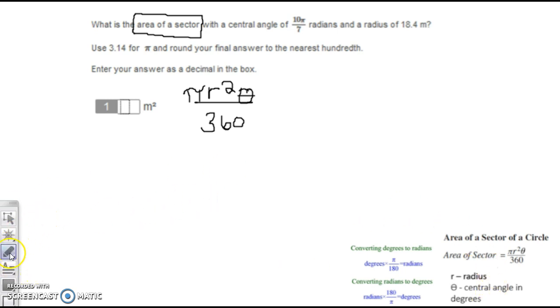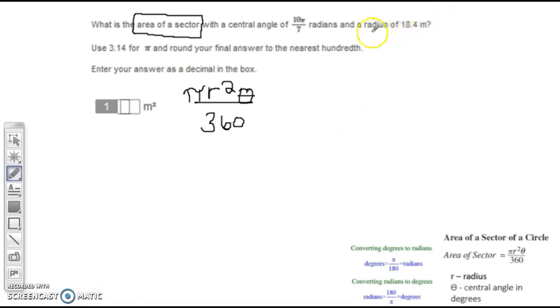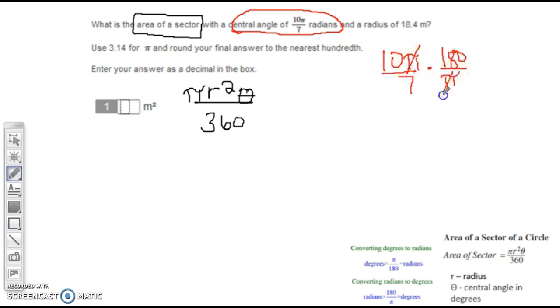So to start this problem, I'm going to go over here and convert theta to degrees. There we go. So since my central angle is this many radians, I'm going to convert it to degrees. Now remember, I want the pi to cancel, so I'm going to put pi on bottom and 180 on top. That way those pi's will cancel out. And then I can do 10 times 180 and divide it by 7.